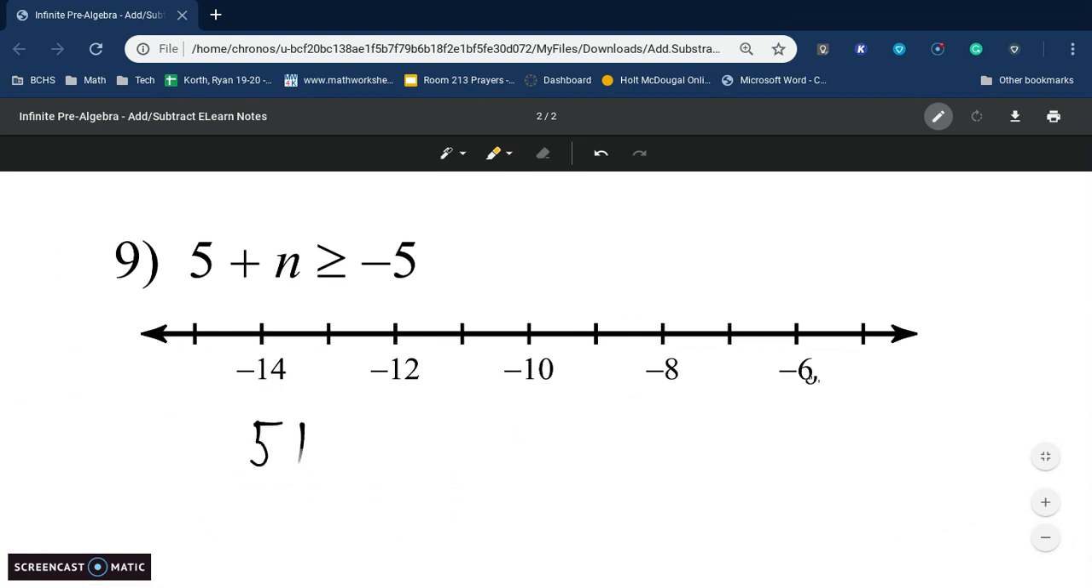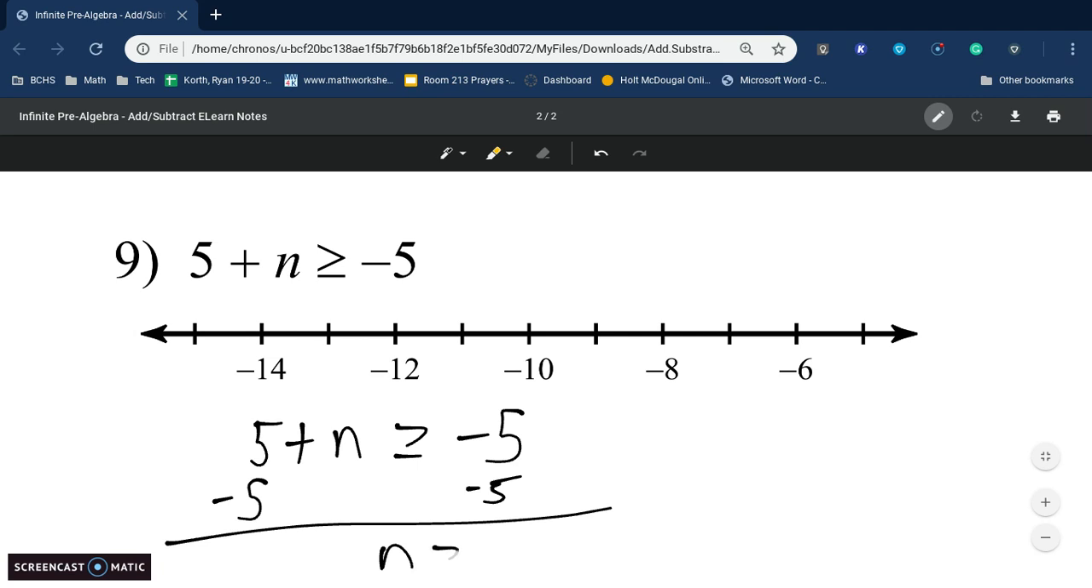Five plus n greater than or equal to negative 5. Where is the variable? It's over here. What's next to the variable? Positive 5. How can I get rid of plus 5? That's right, we're going to subtract 5. N is greater than or equal to negative 10. Fill in the circle because it has a bar underneath of it. That means we fill in the circle. The inequality points to the right, and so do we.